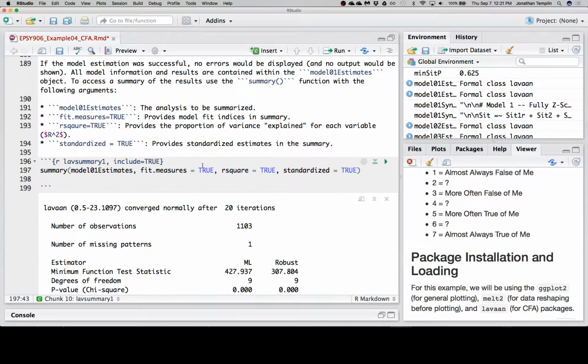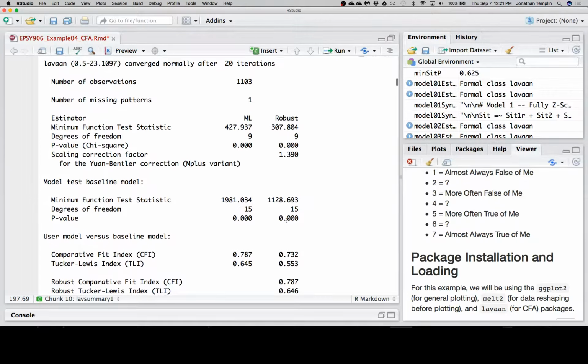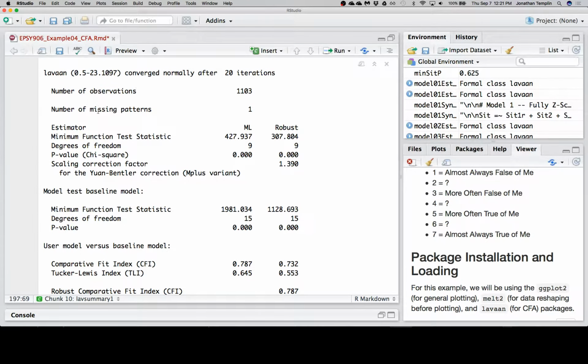R squared tells you how much variance the factor accounts for on the item itself, right? So it's like the R squared that you would have in a regression, because each of these items are regressions. And then standardized talks about estimates that come from, when we talked about removing their units before, those are the standardized estimates. They will output those as well. So this is all put into a nice summary form, and that summary looks like what you see right here.